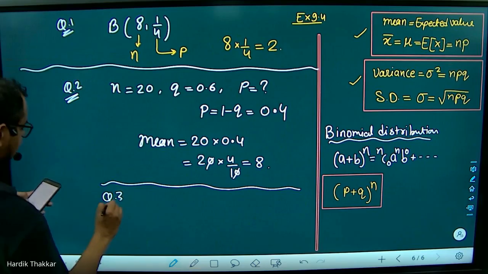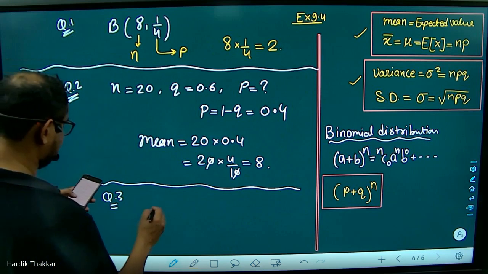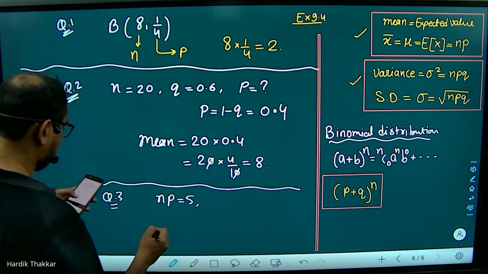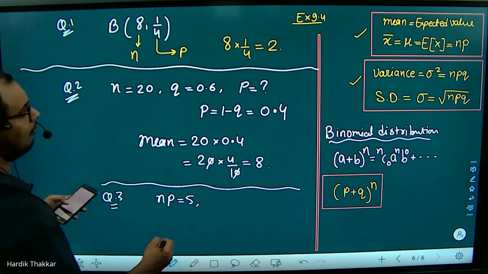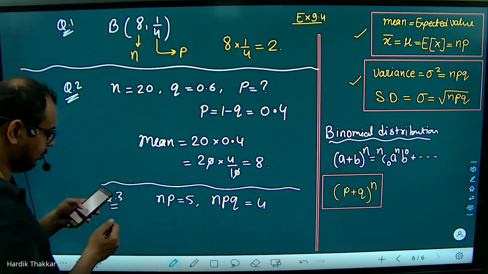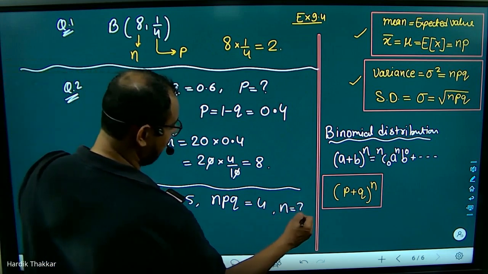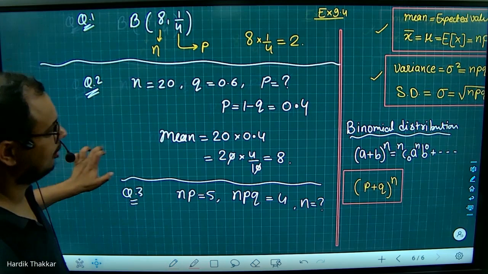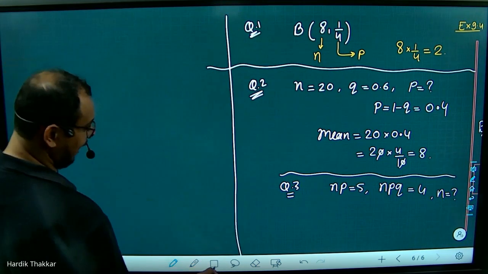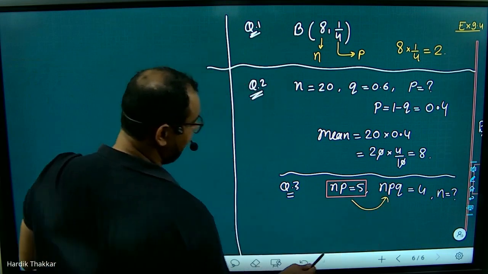Yes, sir. Next, question number 3. In a binomial distribution, if the mean is 5, so mean means np is given to you, it is 5, and the variance is 4. Variance means npq is equal to 4. It is given to you. Now you have to find the number of trials, that is n equals question mark. So what we will do here in this case, look, put the value of np equal to 5 here. In place of np, write 5.